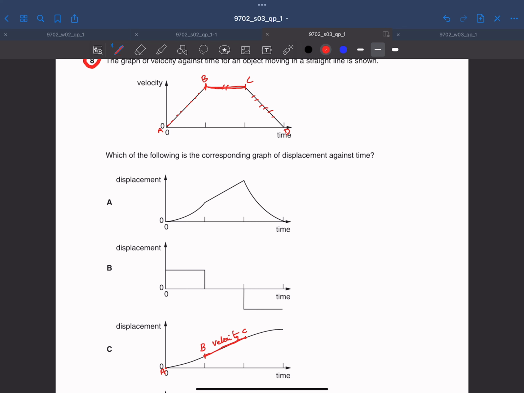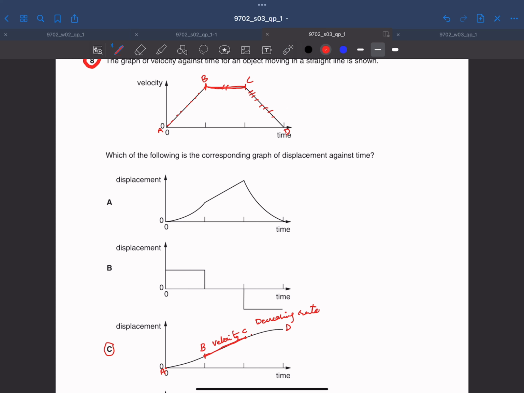Then from C to D, the displacement is increasing, but with a decreasing rate. And the rate is velocity, so the decreasing rate means the velocity is decreasing. So the corresponding graph to our given graph is nothing but this C.